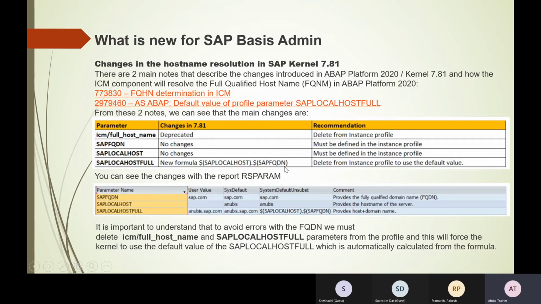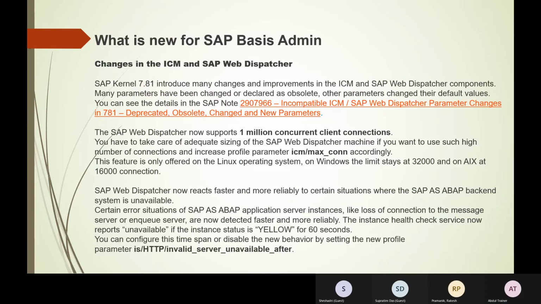This is the default parameter which is set automatically in 7.51. So whatever you have done manually, you have to delete those things. The changes in the ICM and the SAP web dispatcher are also what we have just discussed.